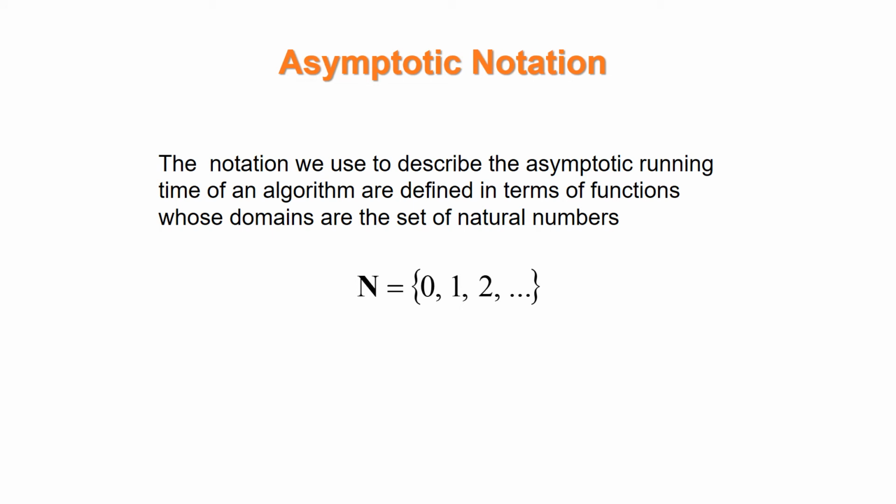Asymptotic notation. The notations we use to describe the asymptotic running time of an algorithm are defined in terms of functions whose domains are the set of natural numbers. Natural numbers equal the set of 0, 1, 2, and so on.